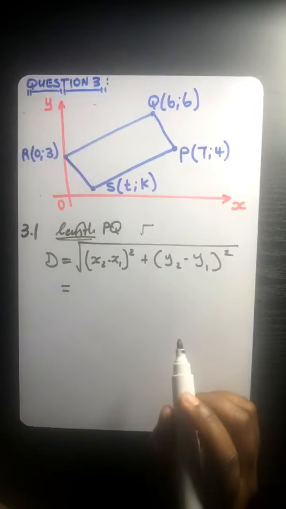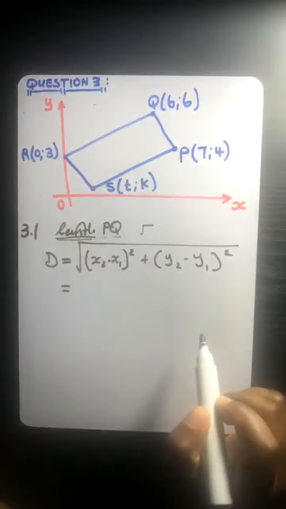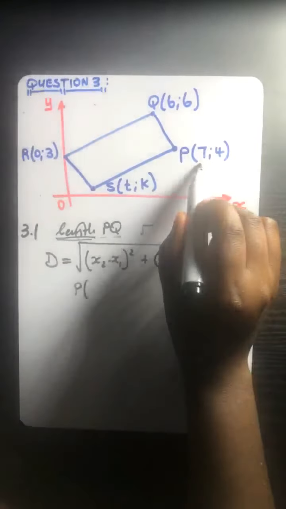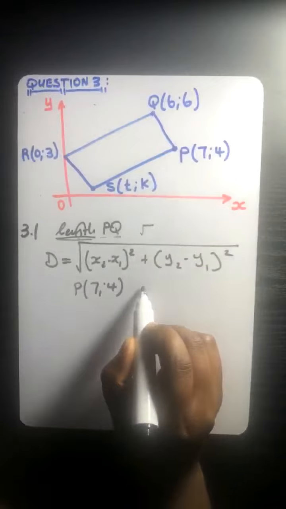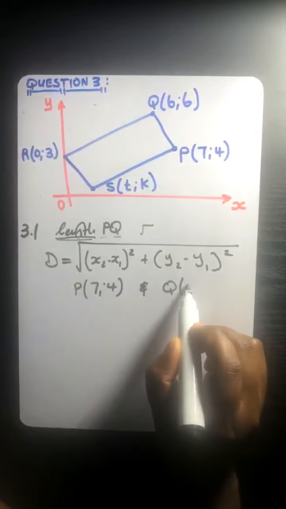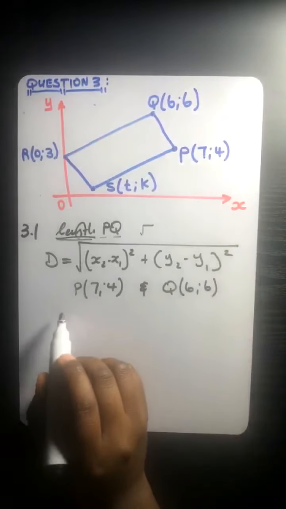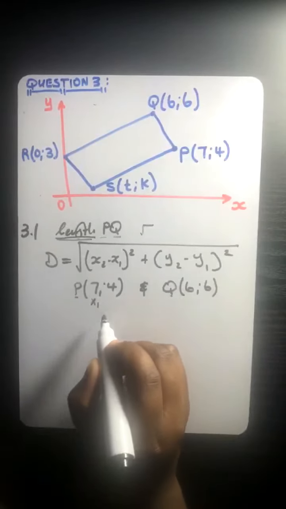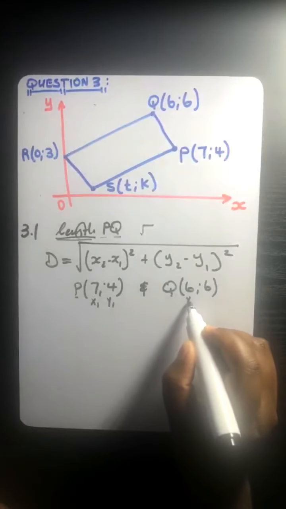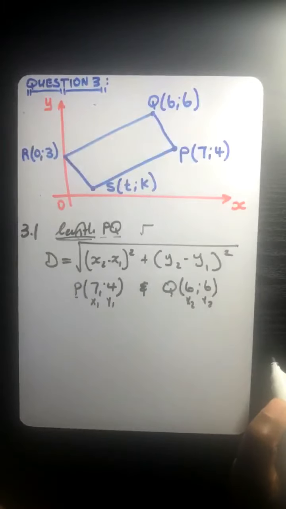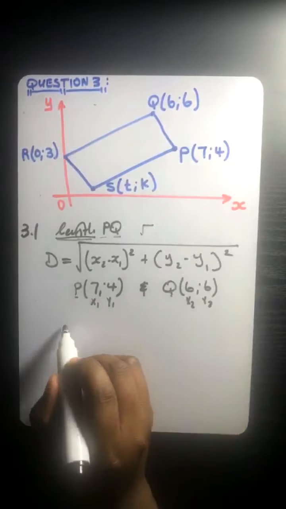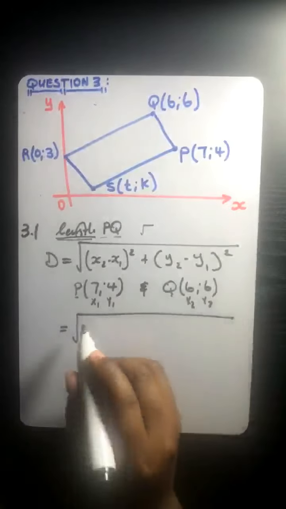Now let's see. What are the two things, P and Q? Where is P? Maybe let's write it over there. P has 7 and 4. And again, we've got Q being 6 and 6. So between P and Q, which letter comes first? I think it's P. So that means this will be our x1, this will be our y1, this will be our x2, and this will be our y2. I like using the order of the alphabet to assign which numbers will be the first values and which will be the second values. It makes it easy for me to substitute without any confusion.